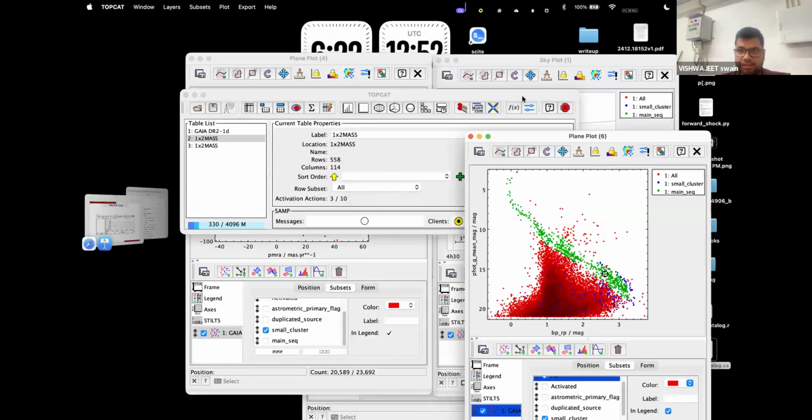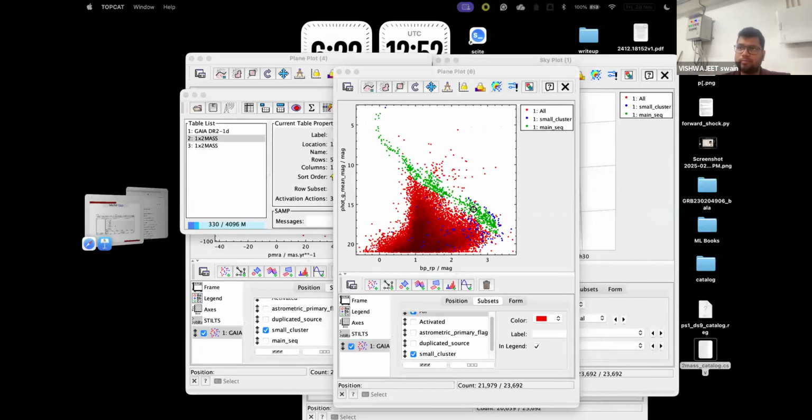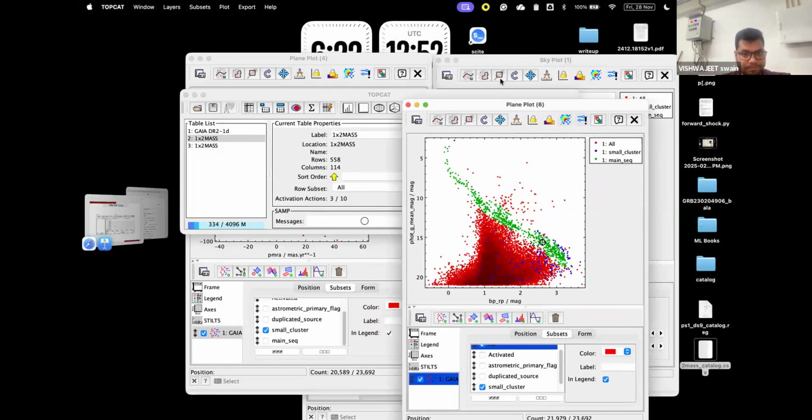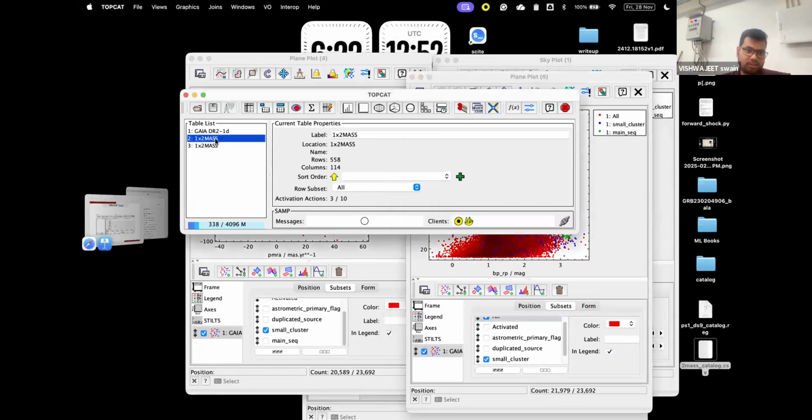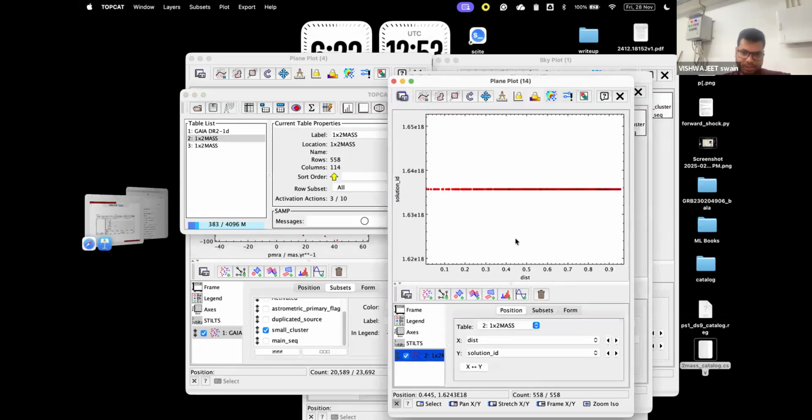Last thing I would like to mention: if you want to plot from a particular catalog list and you select this list, it will only contain that particular table, and you can plot that accordingly.